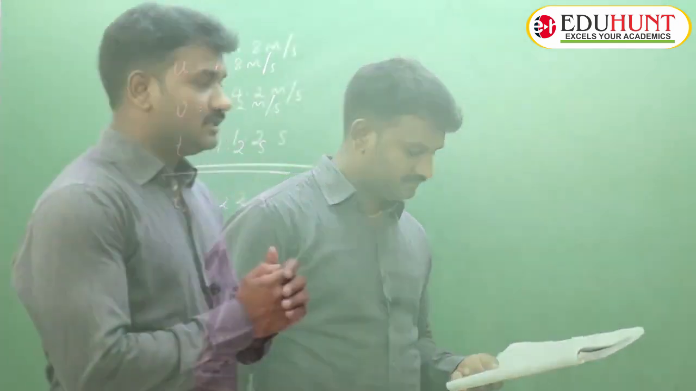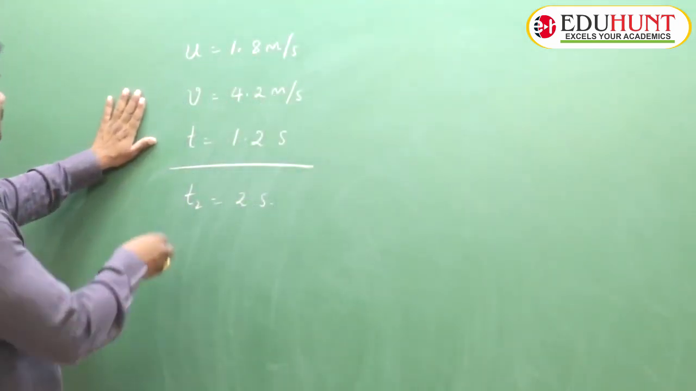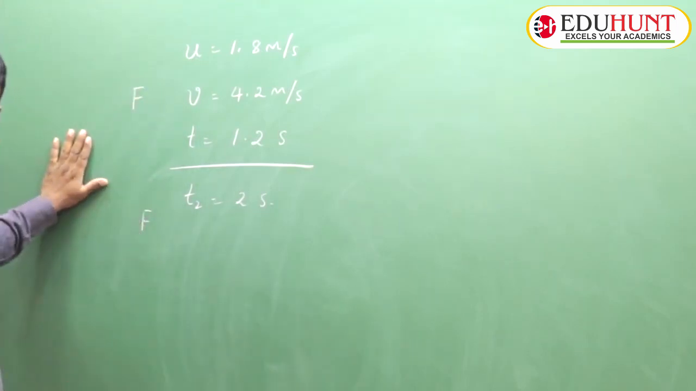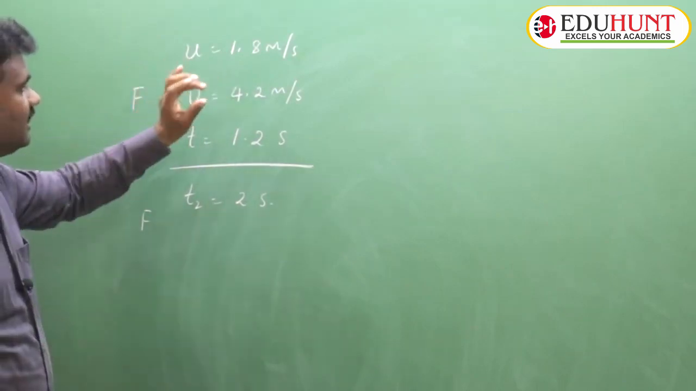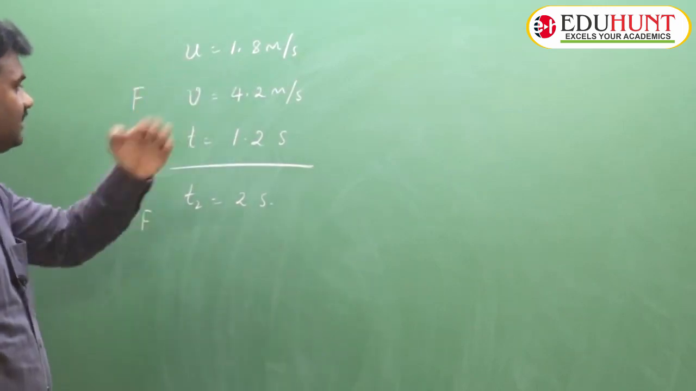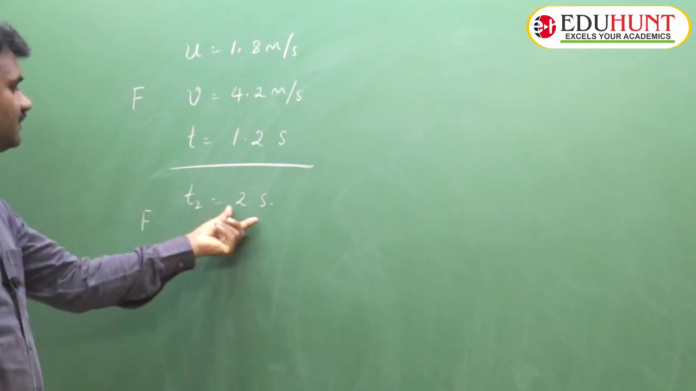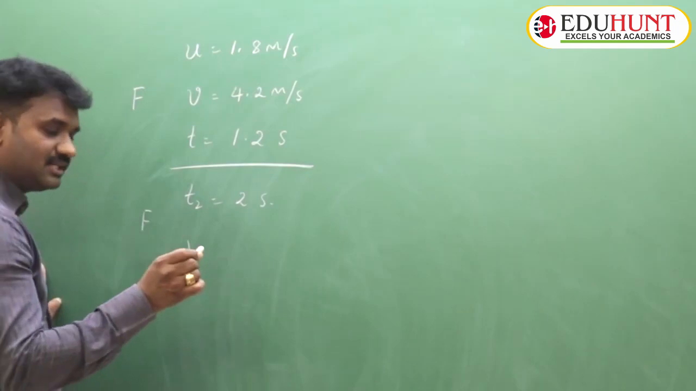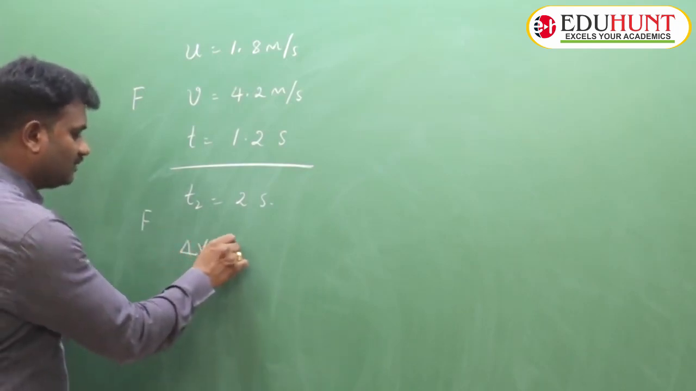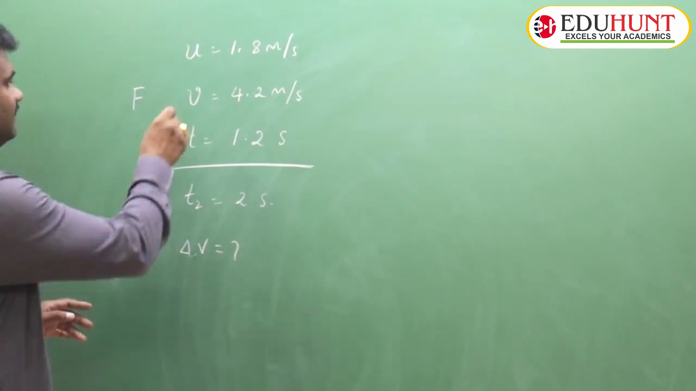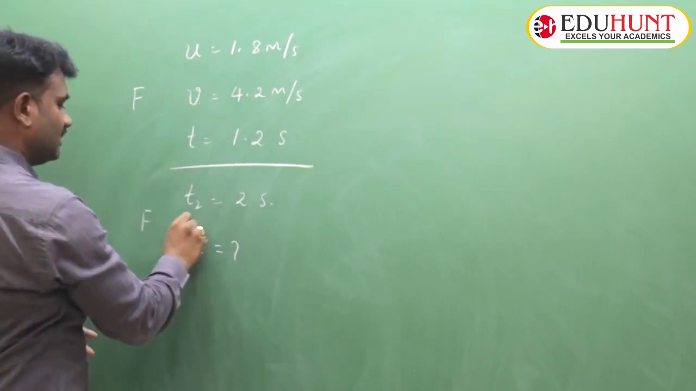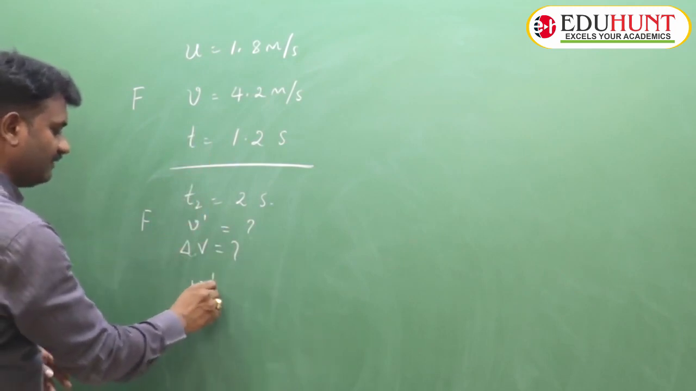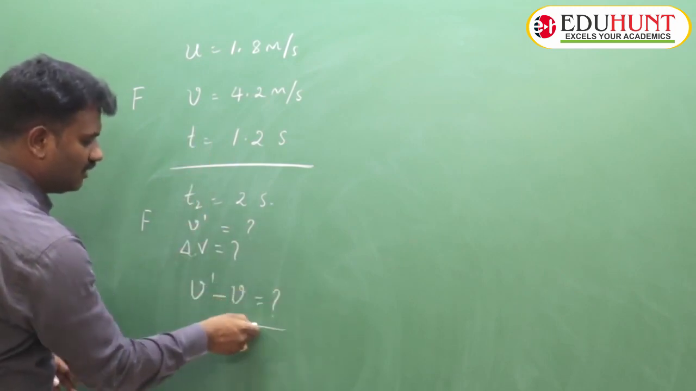That's the question. See, he said that here some force F is applied. The same force is applied in this case also. Here the final velocity of 4.2 is attained. After this, he applied the same force for 2 more seconds. He is asking us to find the change in velocity, delta V. If this is U, say this is V, this is V dash. So he is asking us to find V dash minus V.